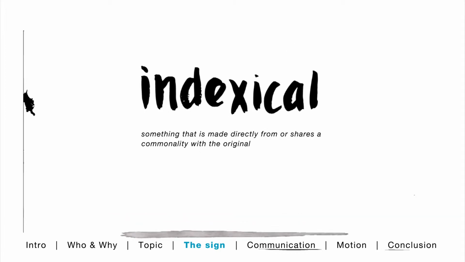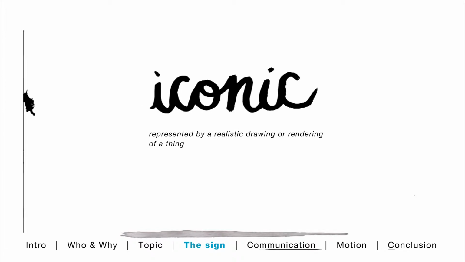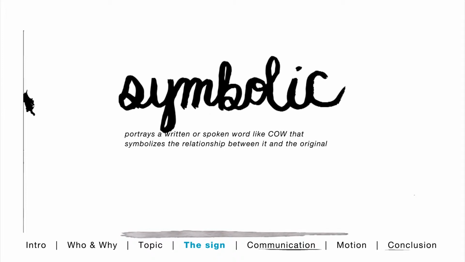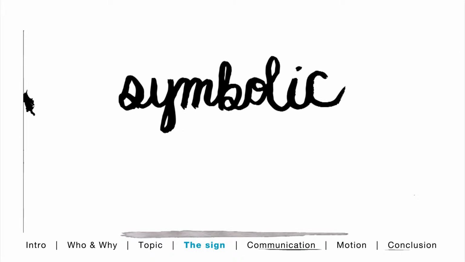The first, indexical, is something that is made directly from or shares a commonality with the original. The second, iconic, is represented by a realistic drawing or rendering of a thing. The third, symbolic, portrays a written or spoken word like cow that symbolizes the relationship between it and the original. For instance, the Facebook like button and Geyer's examples are symbolic because they do not share a commonality or realistic rendering of a thing, but rather symbolize the relationship between it and the original.